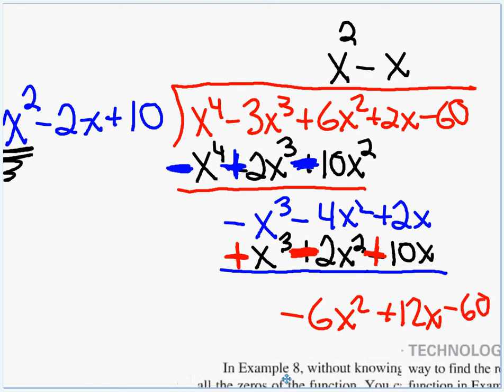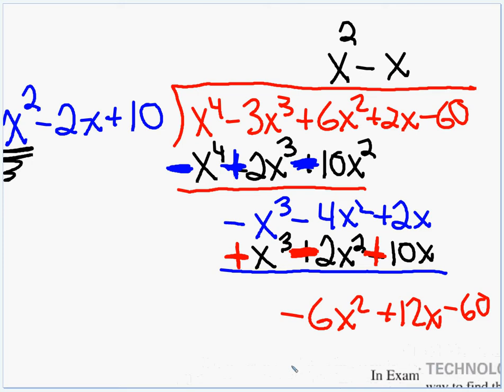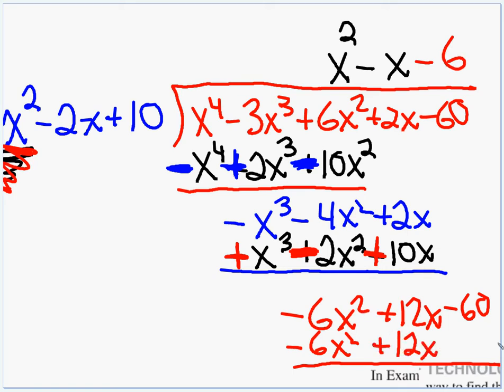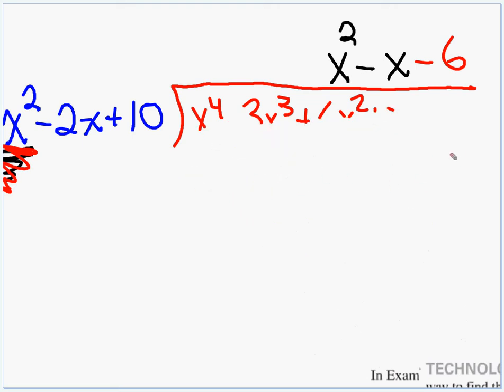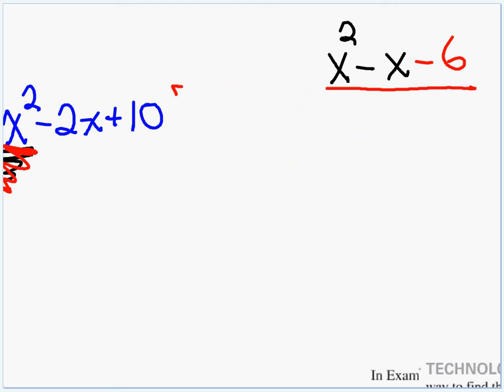And it looks like we might be in good shape here. We want to get rid of this negative 6x squared by having a negative 6x squared under it. And we're multiplying by this x squared, so we need a minus 6. Distribute, we get our minus 6x squared, we get a plus 12x, and we get a minus 60. That is an exact image of what's right above it. So if we subtract or distribute a negative and add, there will be a 0 remainder.